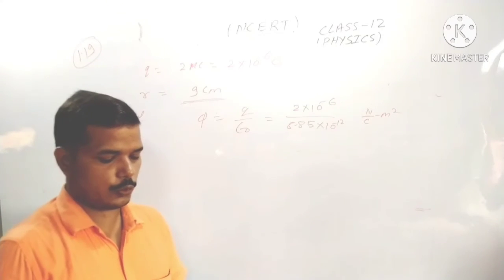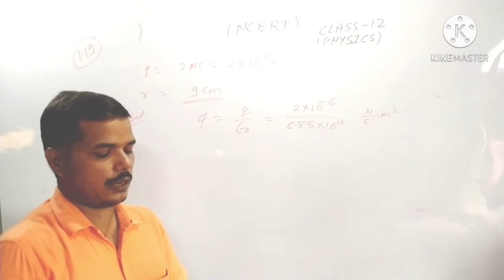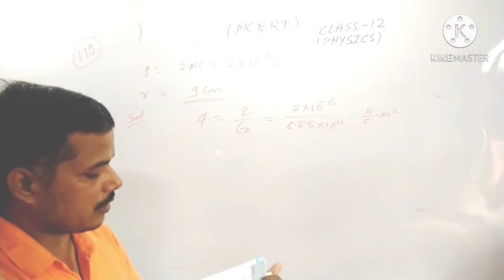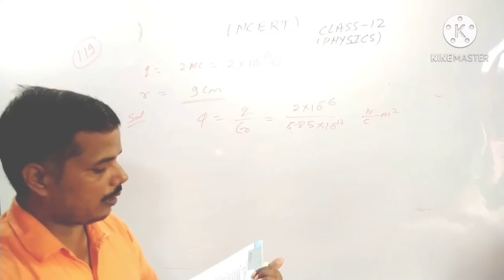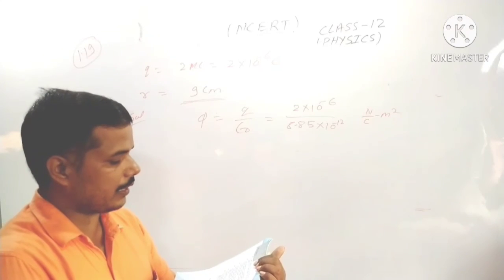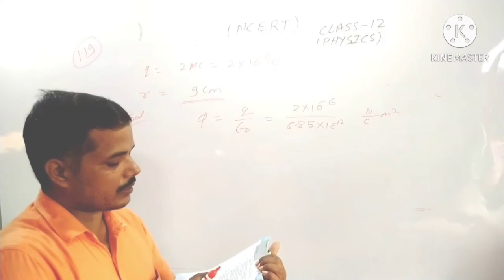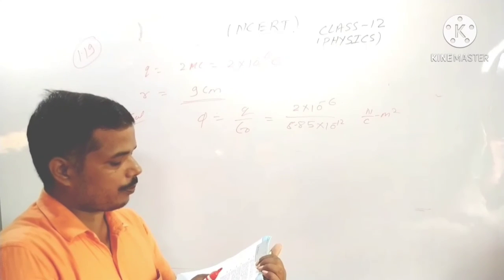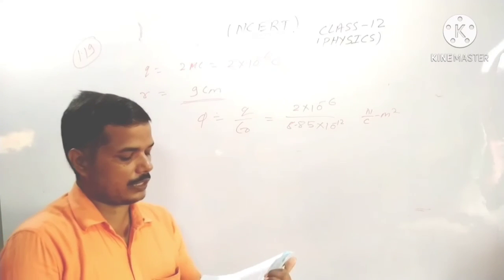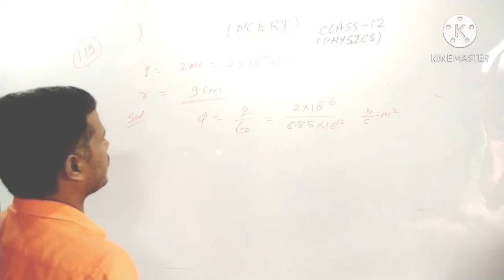Now question number 1.20: a point charge causes an electric flux of minus 1.0 into 10 power 3 Newton meter square per coulomb to pass through a spherical Gaussian surface of 10 centimeter radius centered on the charge. If the radius of the Gaussian surface were doubled, how much flux would pass through the surface? What is the value of the point charge? ओके, देखिए ये भी अच्छा क्वेश्चन है.